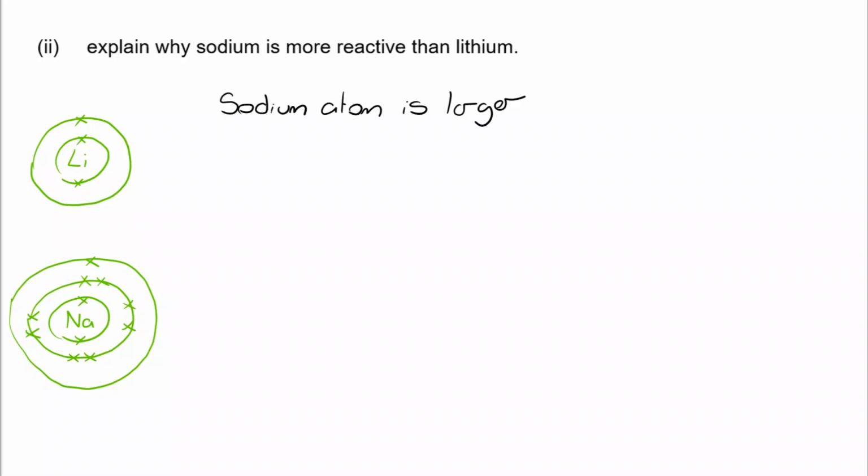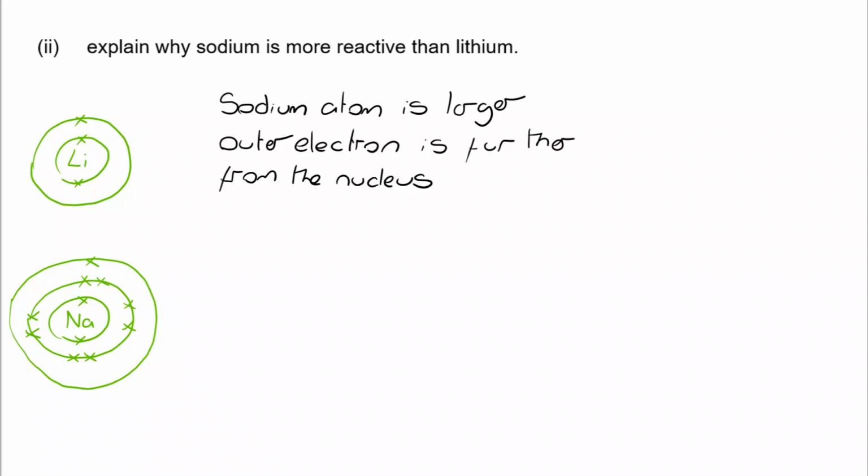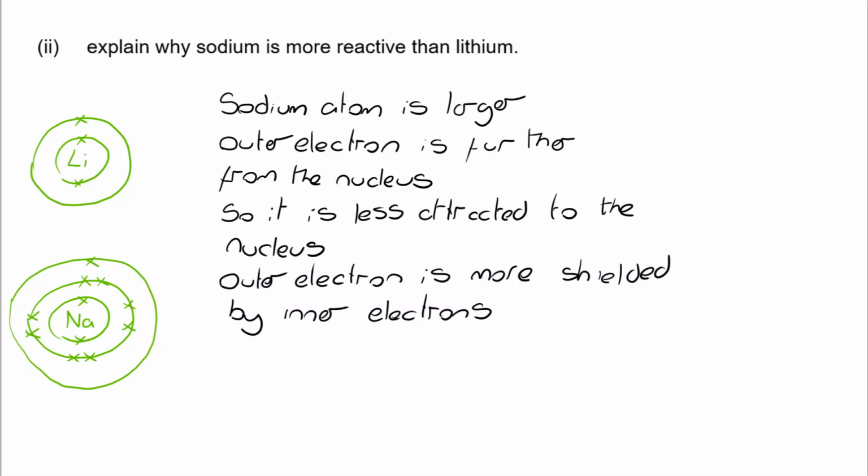First thing that stands out is that a sodium atom is larger than a lithium atom. If it's larger, that means that the outer electron is further away from the nucleus. And if there's a greater distance between the positive nucleus and the negative electron, it means that there's going to be less attraction. There's also more inner electrons on sodium, and what they will do is shield the outer electron. They'll repel it, they'll push it away, and so it will be repelled more in sodium.